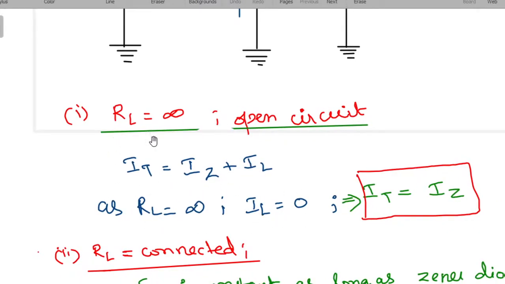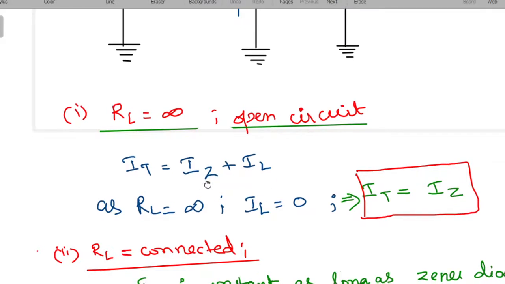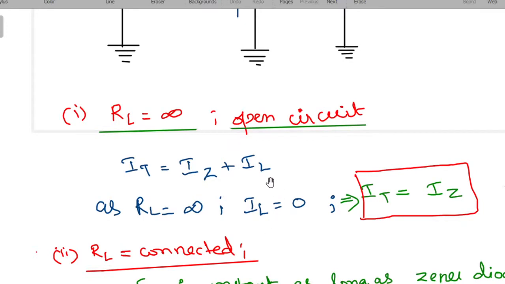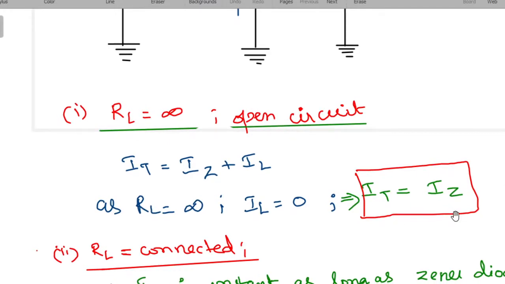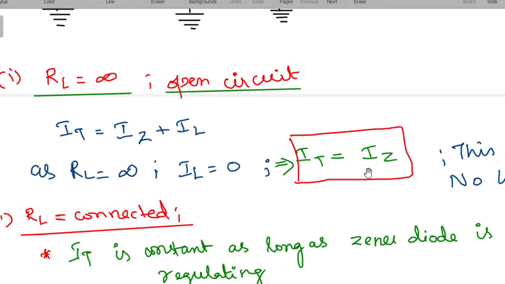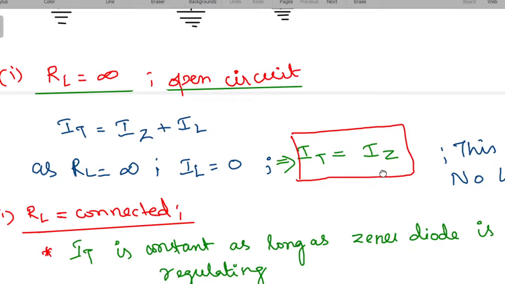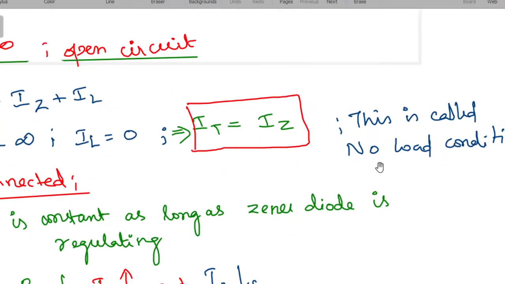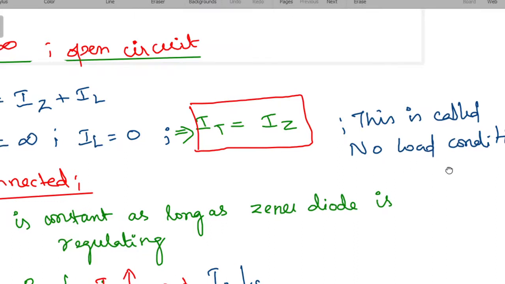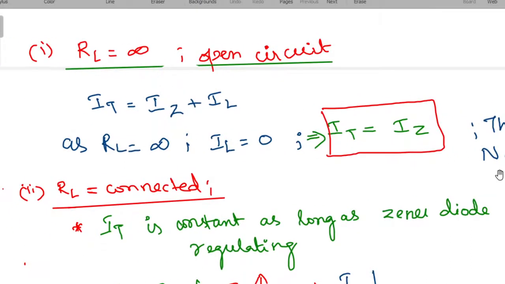But we know the total current consists of the Zener current and the load current. If we substitute IL as 0, then the total current becomes the Zener current. So the total current is contributed by only the Zener current. This is called the no load condition, because no load is present, no resistance is present. That is infinite, so no load current is there. That's why it's called the no load condition.